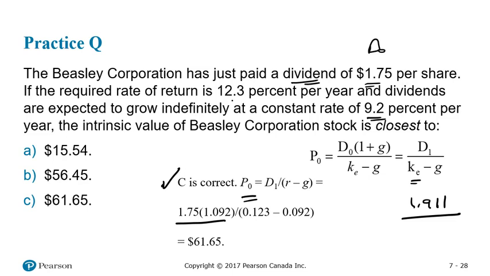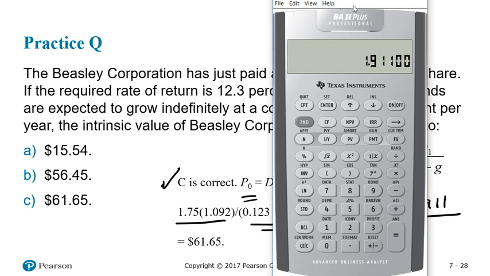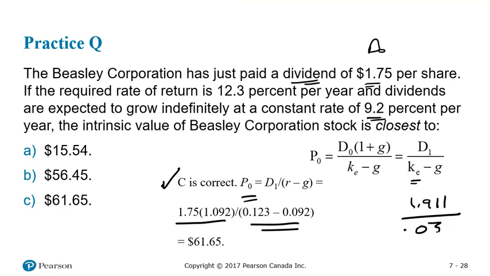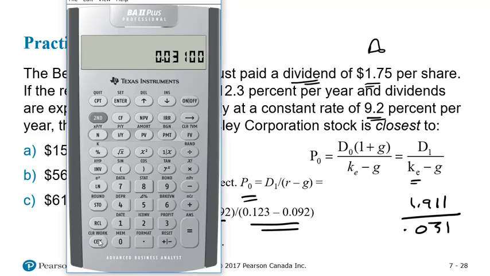The required rate is 12.3%, and the growth rate is 9.2%, but of course we're going to use it in decimals, 0.123 minus 0.092. So again, just bring up the calculator, and maybe I'll slide the calculator over. Okay, for the denominator, it's going to be 0.123 minus 0.092, which is the 12.3% minus the 9.2%, and we get 0.031. So just bring up the calculator to finish the calculation.